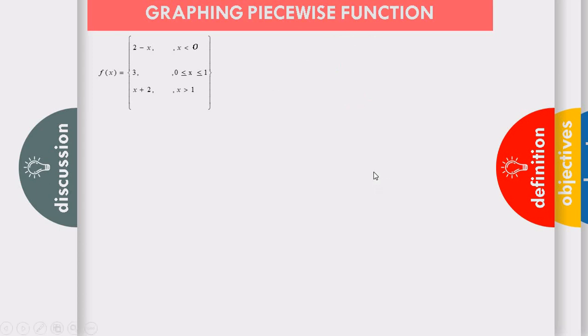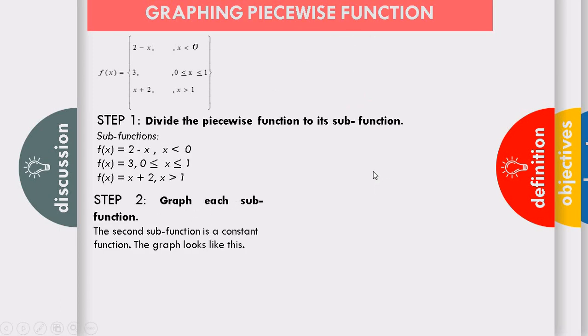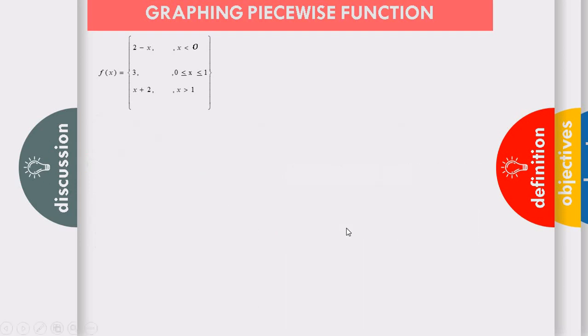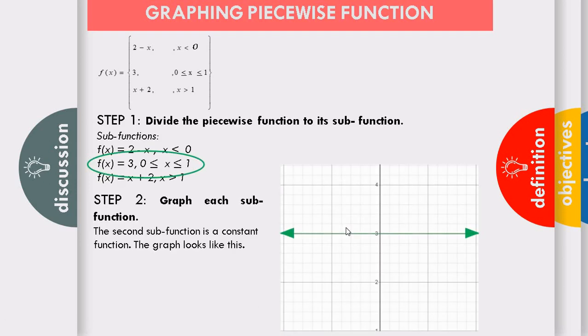Next, the second subfunction, f of x equals 3. So the second subfunction is a constant function. So the graph looks like this. So it looks like this. Okay, so sorry about that. At point 3, we just draw a horizontal line. Okay.